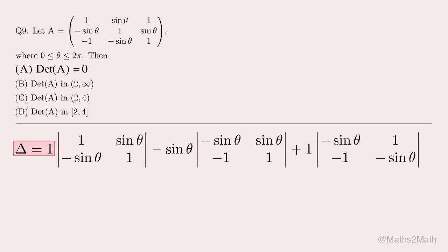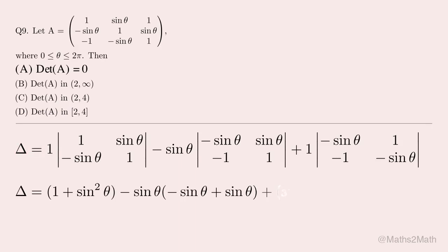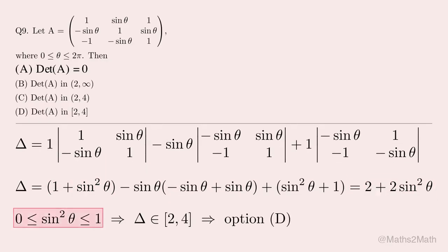Expand along the first row. The first and last minors each give 1 plus sine squared, and the middle one vanishes. Sine squared runs from 0 to 1 inclusive as theta covers the circle, both extremes attained. So the determinant fills the closed interval from 2 to 4. Option D.